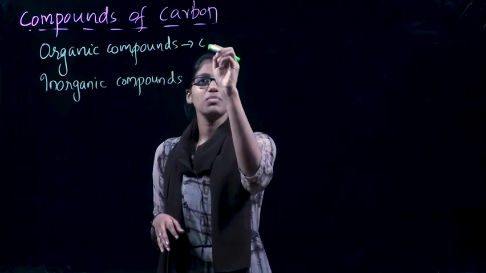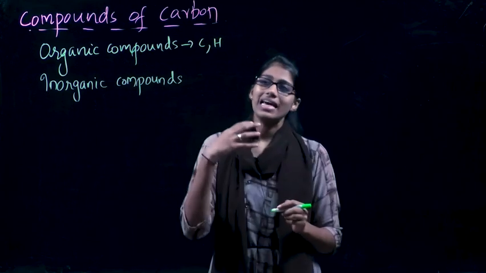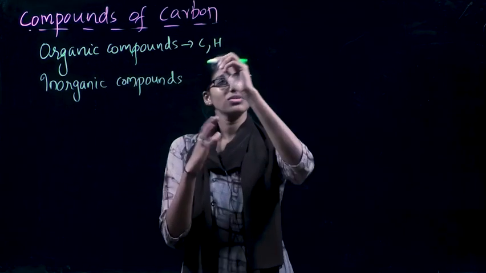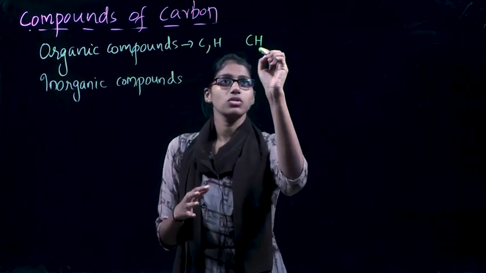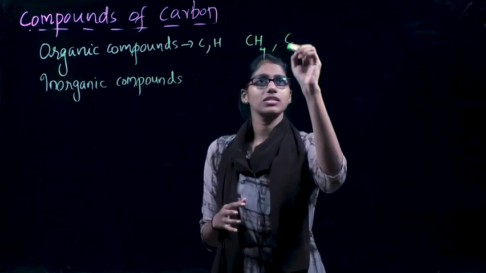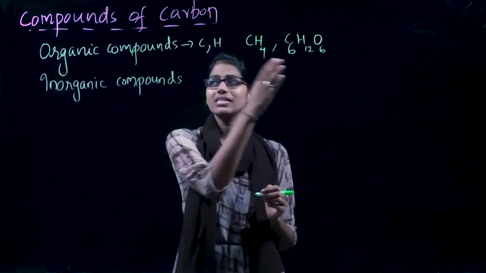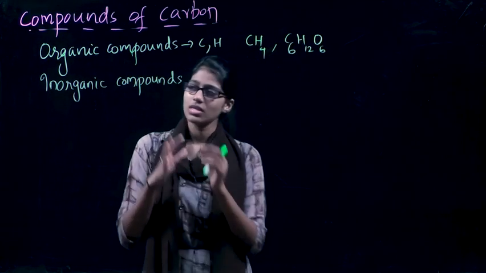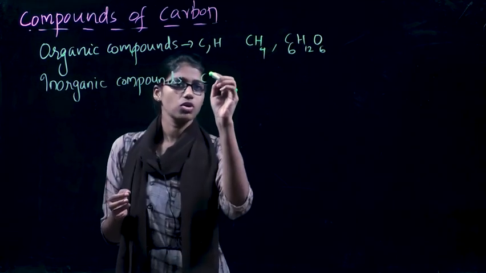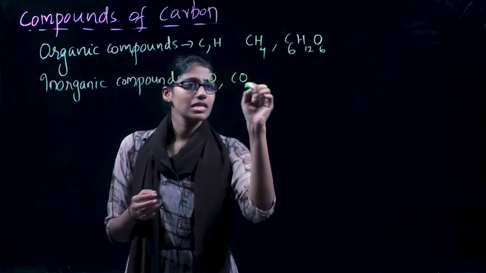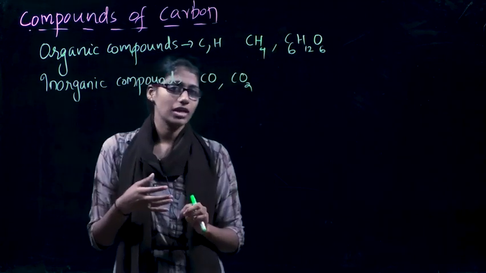So here carbon combines with hydrogen and oxygen. Just like in case of CH4 you have methane, or when you consider C6H12O6 you have glucose. So all these are examples for organic compounds, whereas when you consider carbon monoxide and carbon dioxide, these come under the category of inorganic compounds.